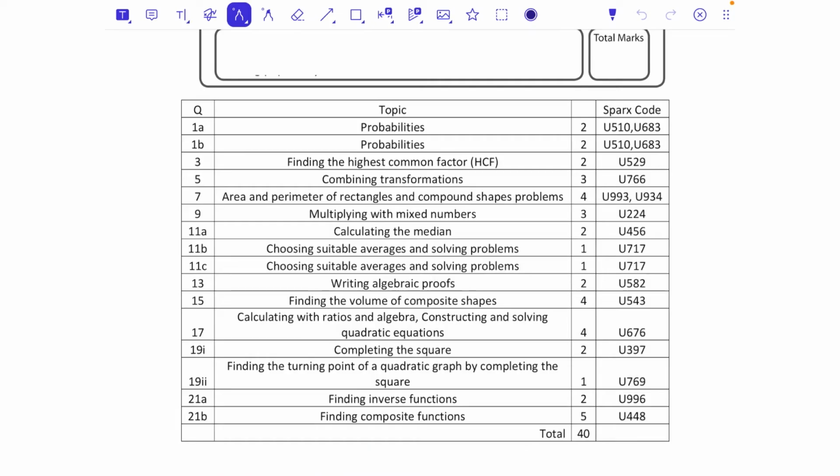So this is the half-past paper for week 7. We are back to the non-calculator paper. So this is a non-calculator paper.